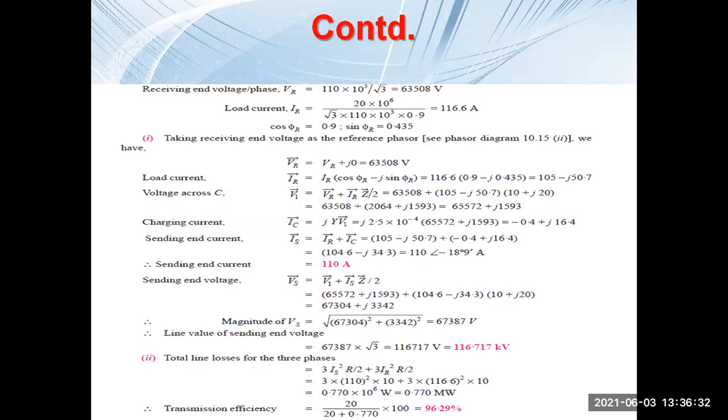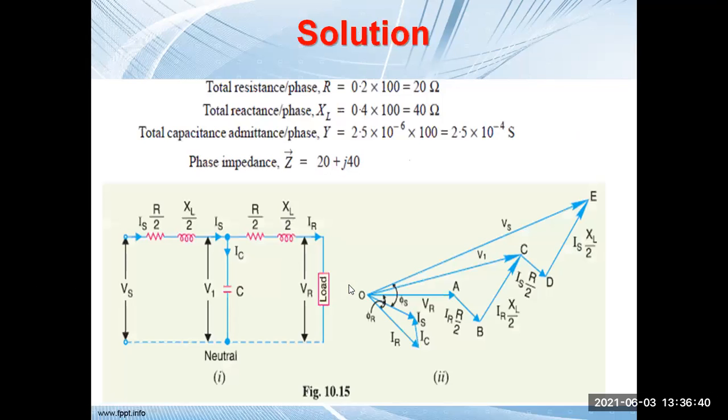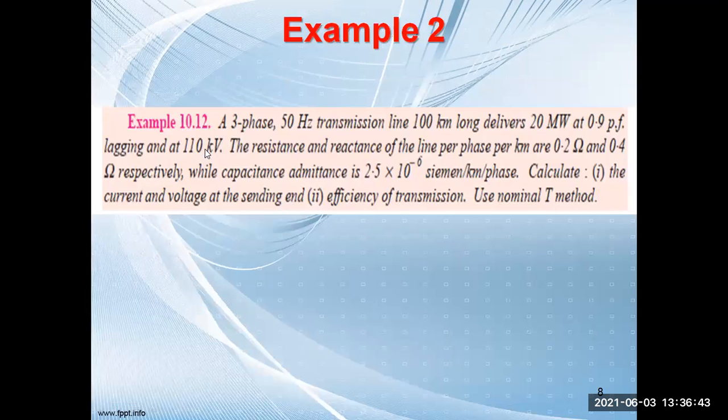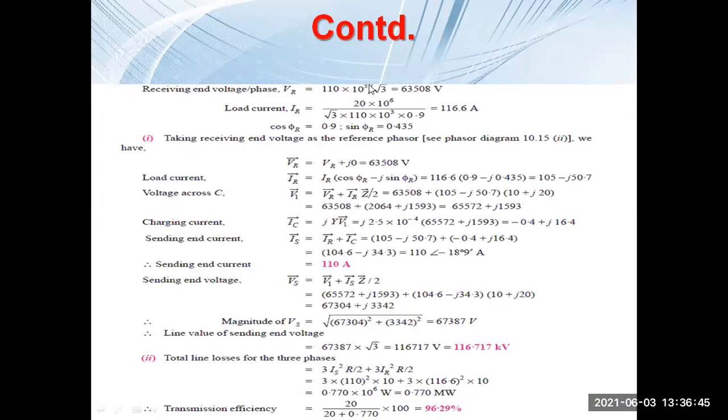Now next is sending end voltage. VR, that is per phase, you have to calculate. So VR, whatever is given, is your line to line data. That is, 110 kV is line data. So you have to divide it by √3, that will be your phase data.